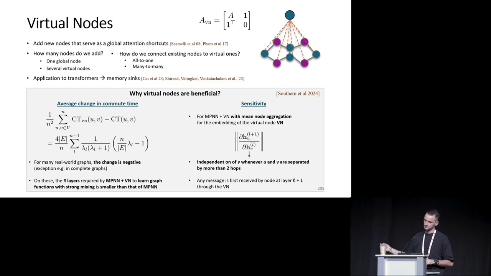They basically, in the left part, they show that for most of the graphs, the average commute time between nodes is reduced when you add a virtual node. So you're reducing the effective resistance in most of the graphs. And also you are increasing the sensitivity. If you are more than 2 hops away, you are going to have a shortcut by your virtual node, as long as you have a mean aggregation function, but yeah, you can take a look at the paper.